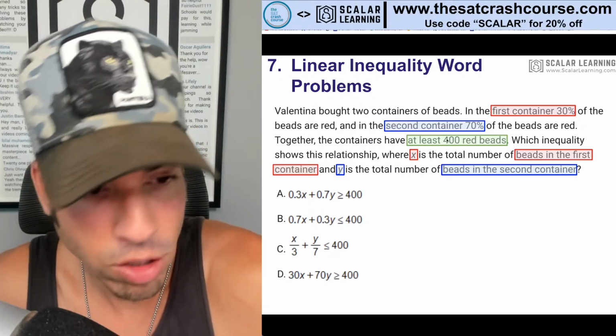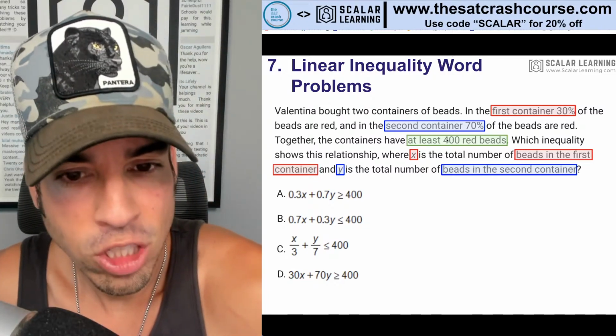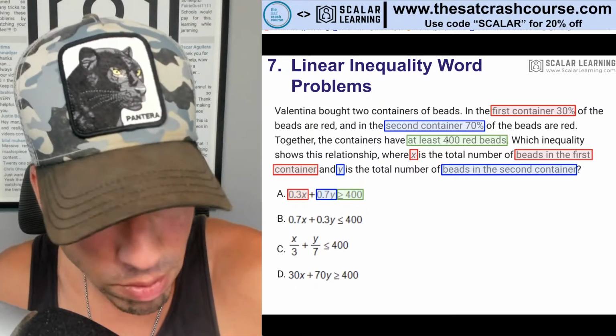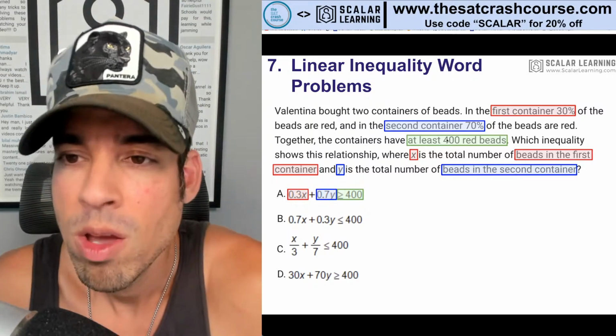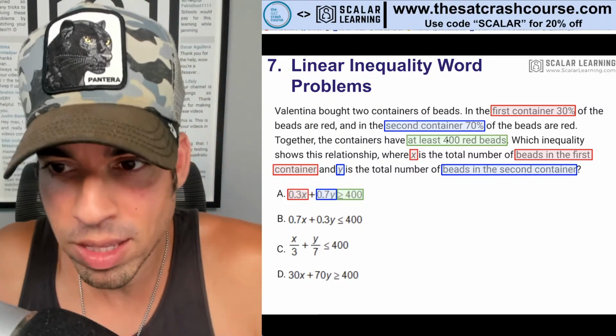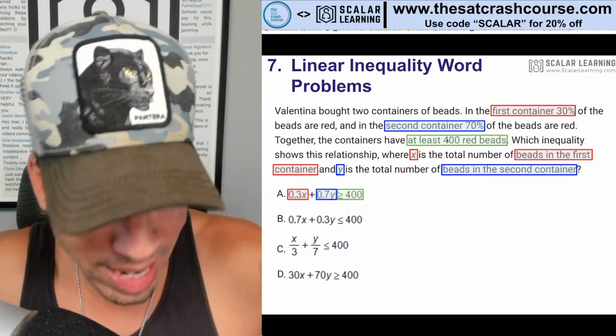In the second container, 70% are red. So we should see something with a 0.3x and a 0.7y, which we see in option A. Now, when they say "at least 400," that means that quantity should be greater than or equal to. That's equivalent to the wording "at least."